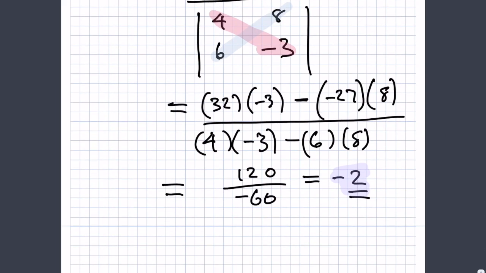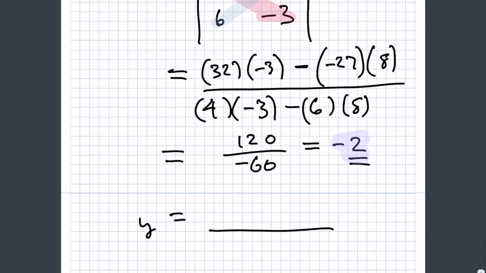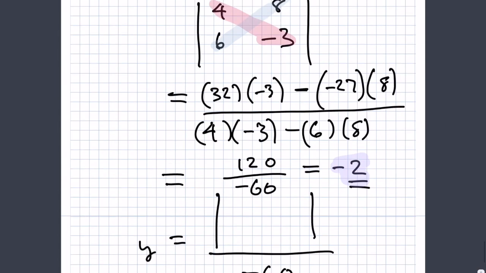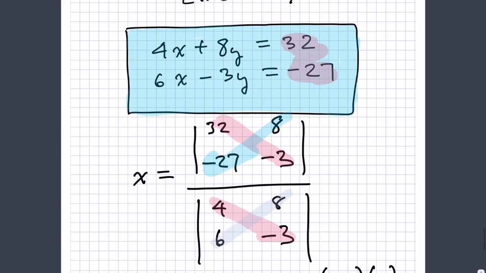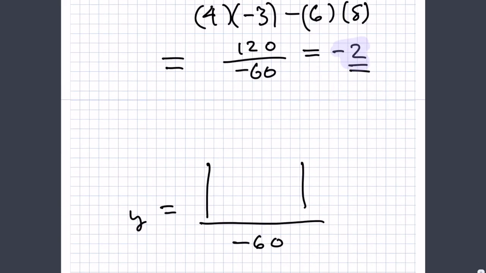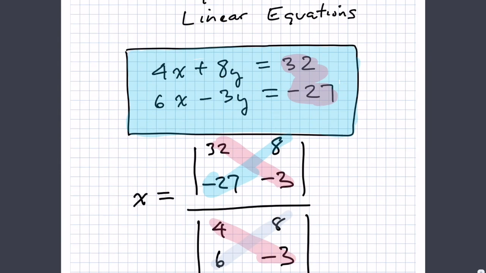Okay, and I can do the same thing for y. The denominator is not going to change, so I'm going to still get a minus 60 on the bottom. Okay, but now I replace the solution vector for the y column. Okay, so I leave the 4 and the 6, and I replace, remember, the 32 and the minus 27.